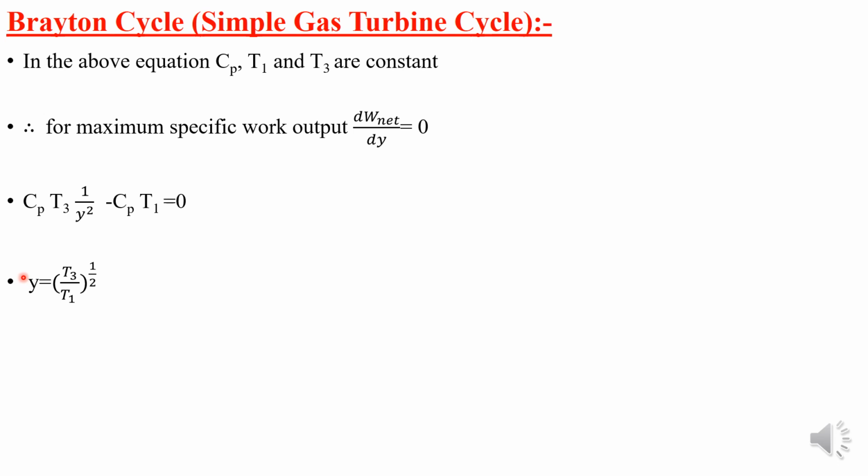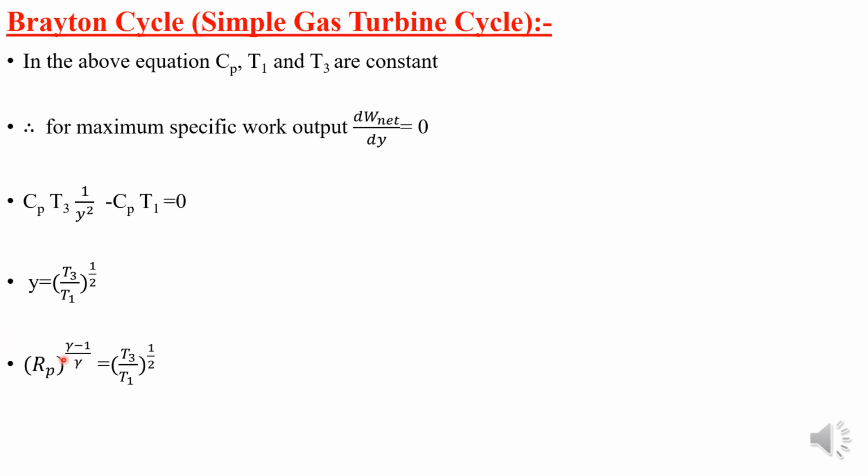Now you substitute back. You have taken y, so y is nothing but your Rp. So substitute back, and you will get Rp to the power (gamma minus 1) by gamma equals (T3 by T1) to the power 1 by 2.